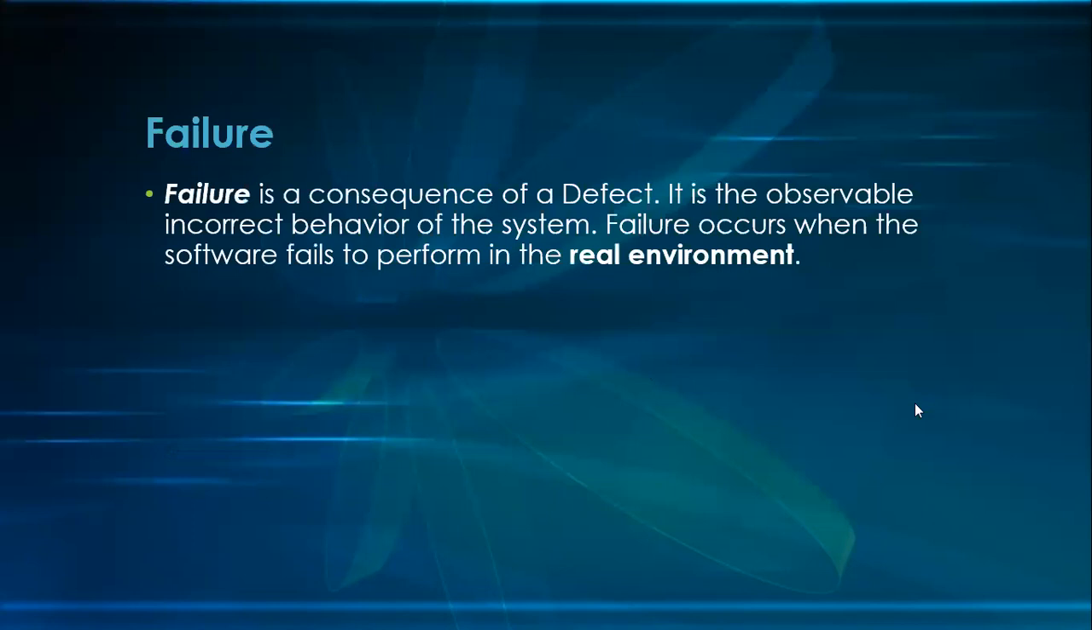So failure is anything that has happened. The error that the tester finds is a defect, and that defect is a failure because that application cannot do what it's expected to do. It's not working as expected. It is the observable incorrect behavior of the system. Failure occurs when the software fails to perform in the real environment.